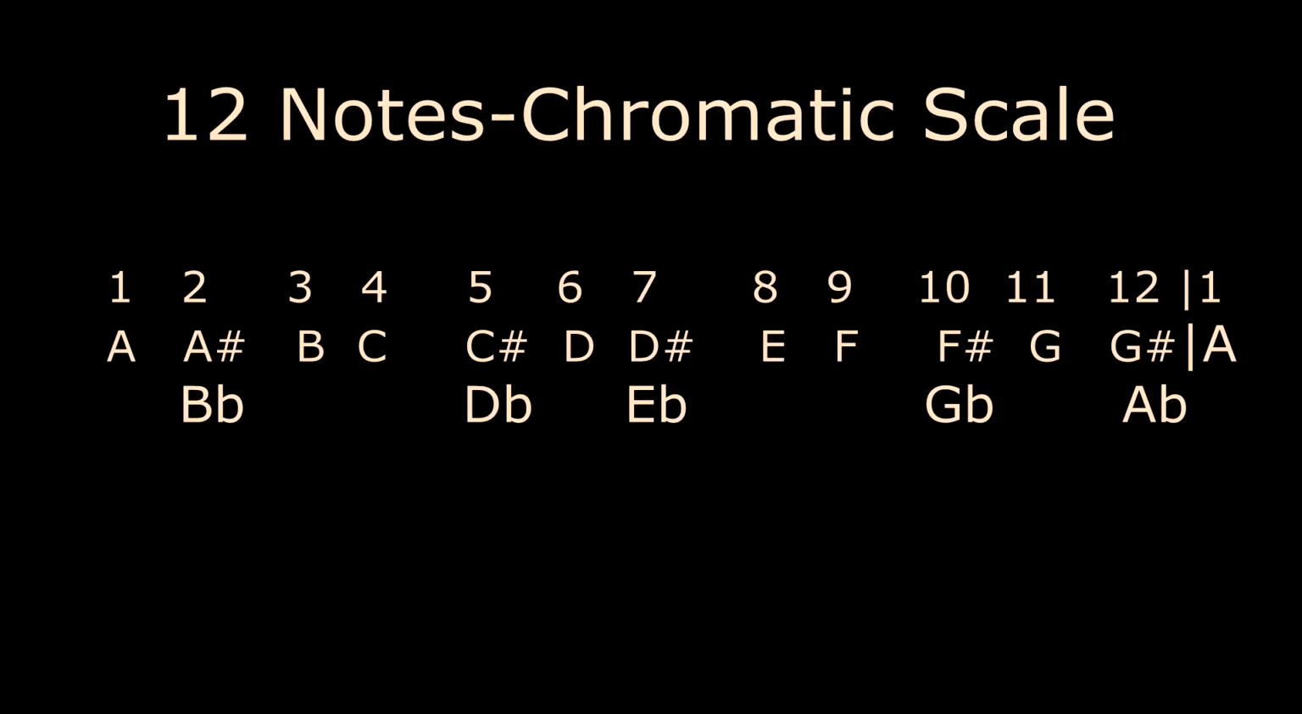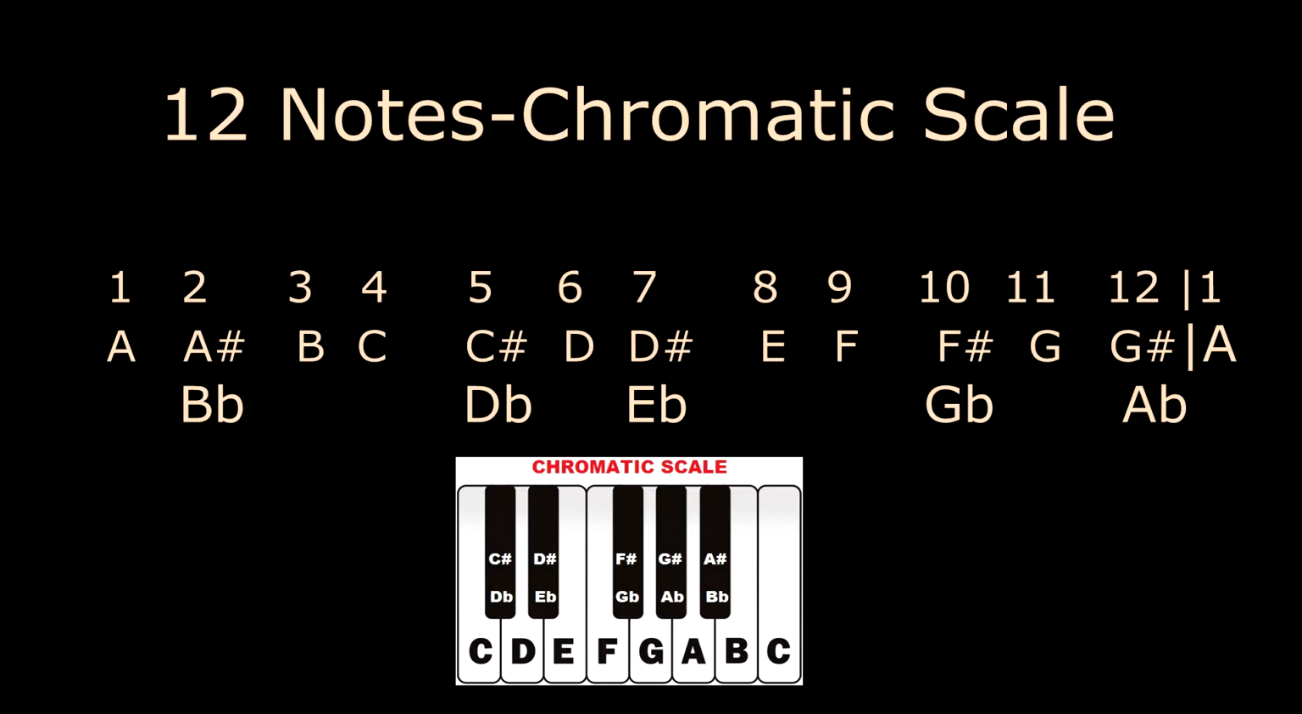Music has only 12 notes. Play them one after another and you have the chromatic scale: A sharp or B flat, B, C, C sharp or D flat, D sharp or E flat, E, F, F sharp or G flat, G sharp or A flat. That's 12 notes. The idea is from these 12 notes, get the 7 that sound good together.